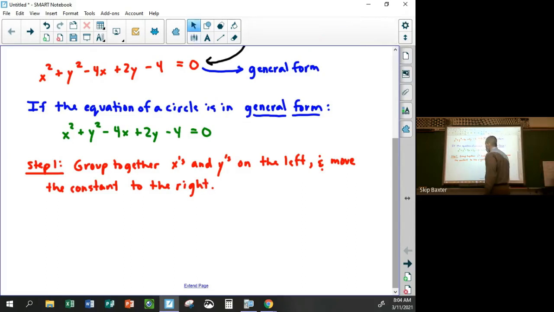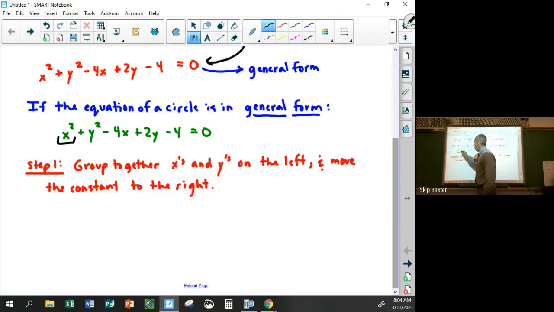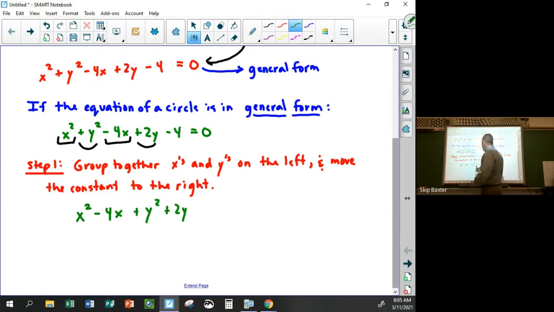So I'm going to group together the x's. Well, the x terms, if you look at this, are x squared minus 4x. I'm going to group them together. So I'm going to have x squared minus 4x. The y terms here are y squared plus 2y. So I'm going to group them together. And I'm going to move the 4 over to the other side by adding 4 to both sides.